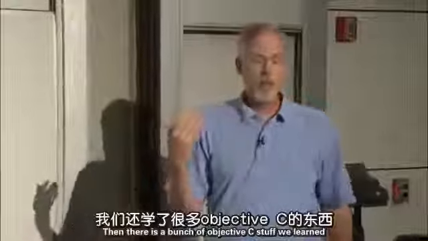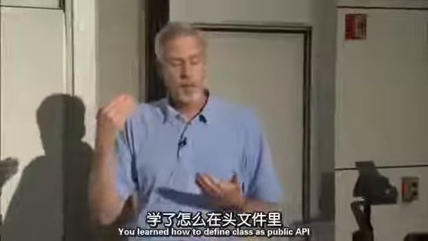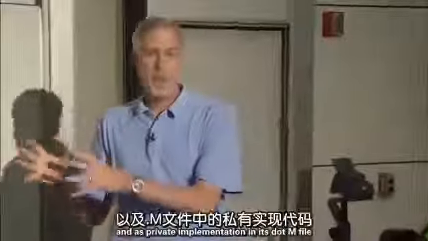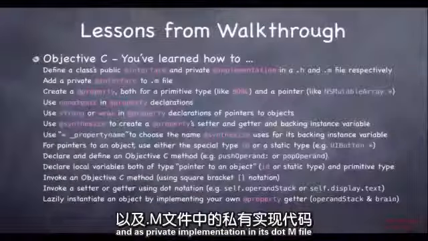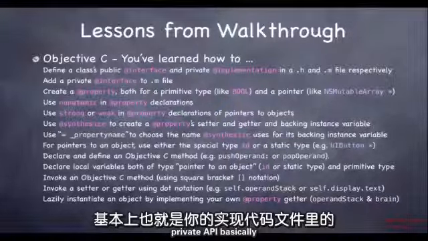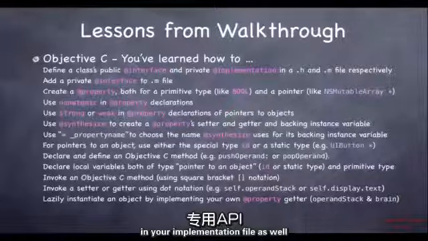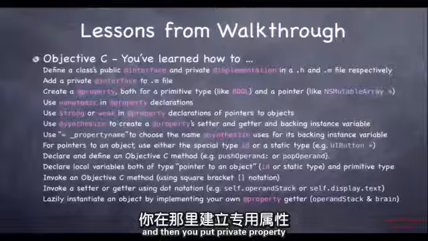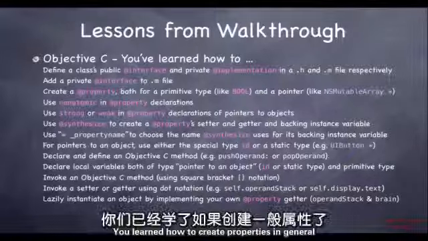Then there's a bunch of Objective-C stuff we learned. All right, you learned how to define a class's public API in its header file and its private implementation in its .m file. And you also learned how to create a private interface, private API basically, in your implementation file as well, using that @interface class name parentheses, and then you can put private properties, private methods there.